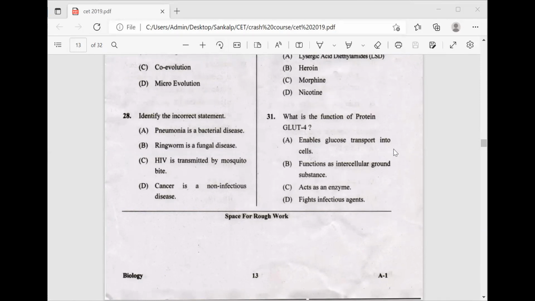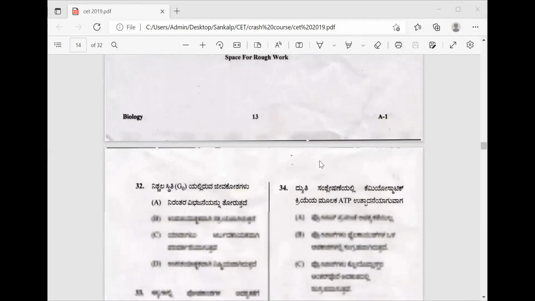Janvi said option A. Kirtana option A. Tasmia option A. Vani KS option A. Bhairesh option A. Okay. So the right answer to the 31st question is enables glucose transport into cells. That is option A.